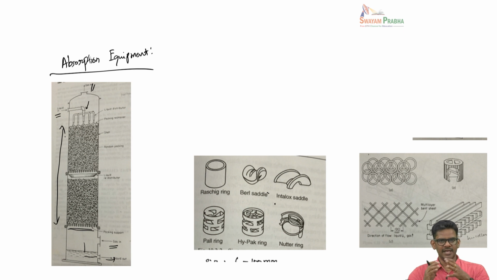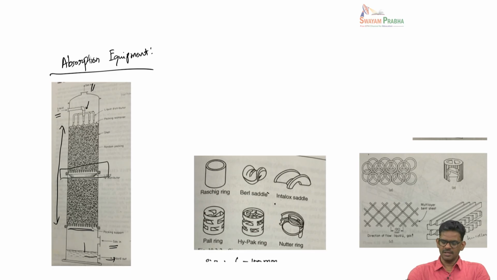The liquid and gas will wet the surface of this packing material and then pass each other. It is a counter current flow: gas enters from the bottom, leaving at the top, and liquid is sprinkled at the top and then leaves at the bottom. You can also have an intermediate liquid distributor to collect and redistribute the liquid again. If the column is very high, we may have multiple liquid distributors placed in between also.